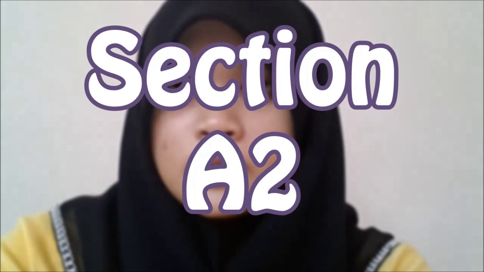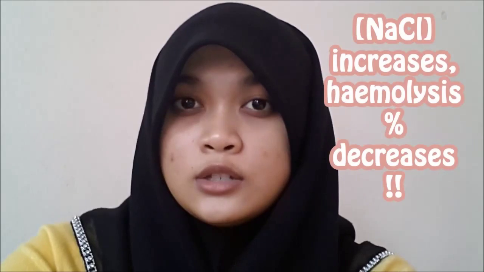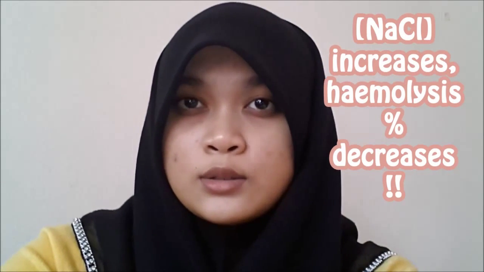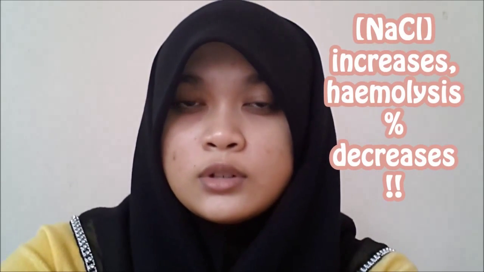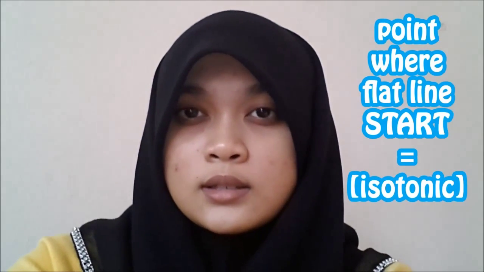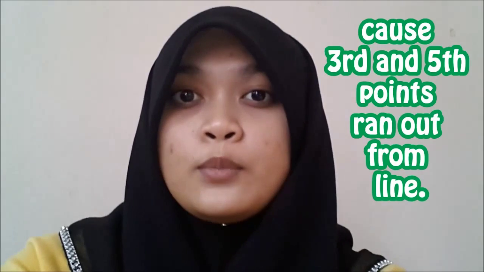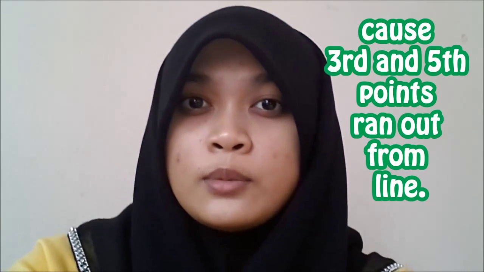In the experiment Section A2, a graph is plotted. The percentage of hemolysis decreases when the concentration of sodium chloride increases. The point in the graph where the flat line starts is the concentration of isotonic. It means the concentration at which hemolysis starts not to occur. There are some errors that may occur during the experiment that cause the third and fifth points of the graph to deviate from the line of the graph.